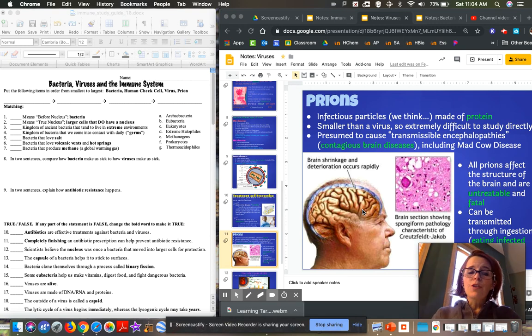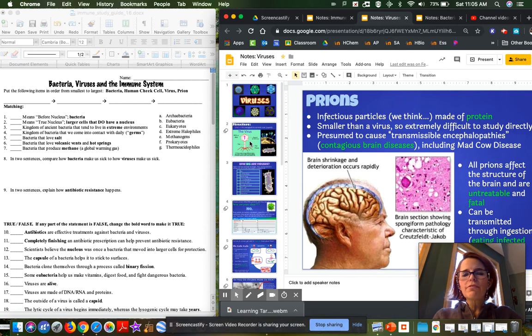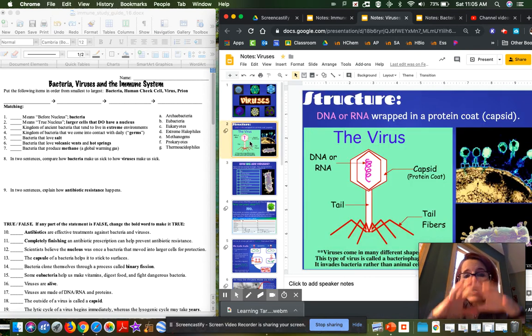The first question actually pulls a whole bunch of things that we've been talking about together, so it's located in several different places. It says place the following items from smallest to largest. Well, prions, those were talked about in your virus notes. Prions, it says here, are smaller than a virus, so small that we haven't even really seen them yet. And then viruses are a little bit bigger. Viruses are just DNA and RNA surrounded by a protein coat. So prions are just protein. Viruses are DNA and RNA surrounded by a protein.